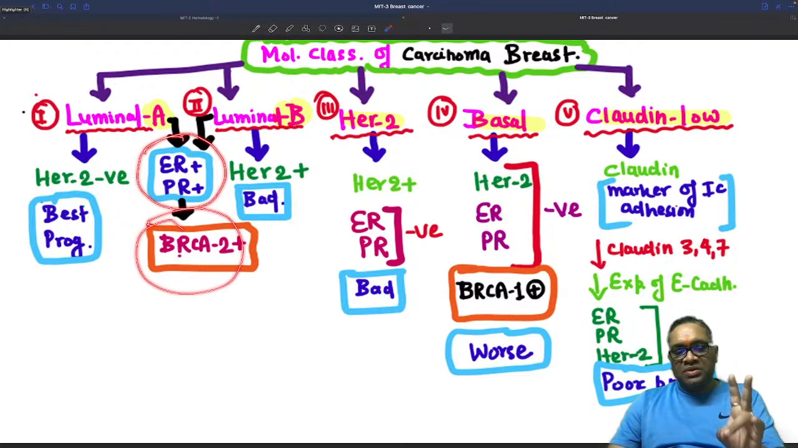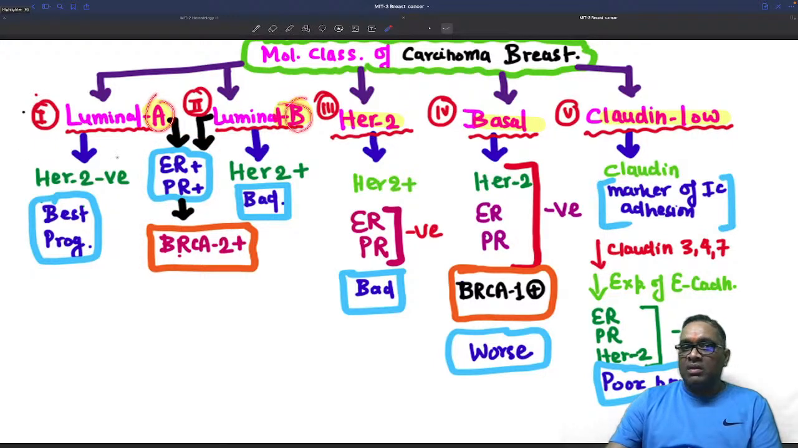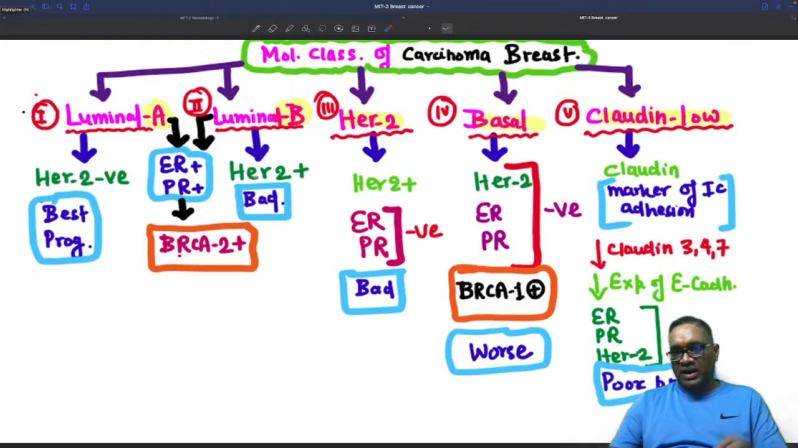Understand? So luminal A and luminal B, what is common? ER/PR positive and BRCA2 positive. What is the difference? The difference between luminal A and luminal B is HER2. So luminal A, HER2 is negative. Luminal B, HER2 is positive. That's all. So luminal A is HER2 negative, luminal B is HER2 positive. So obviously if it is negative, it will be having good prognosis, and luminal B is positive, so it will be having bad prognosis, right? So this is important.